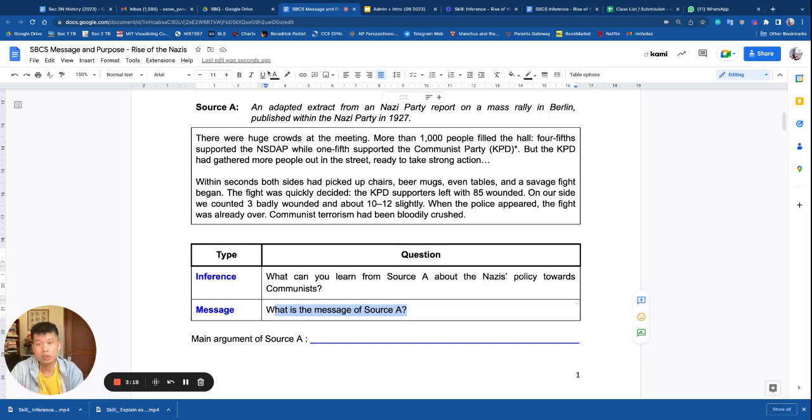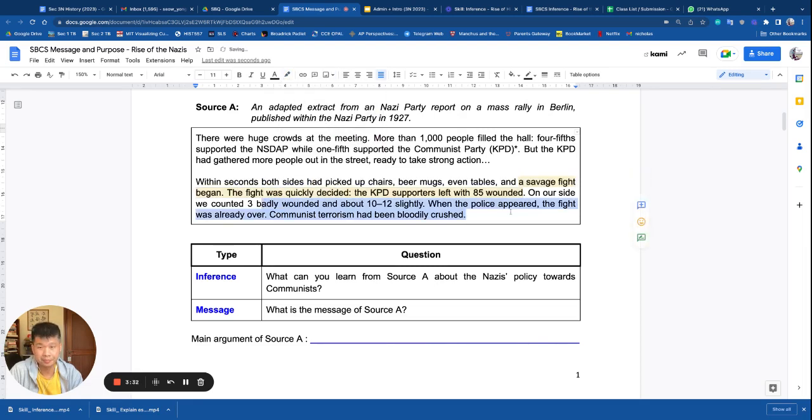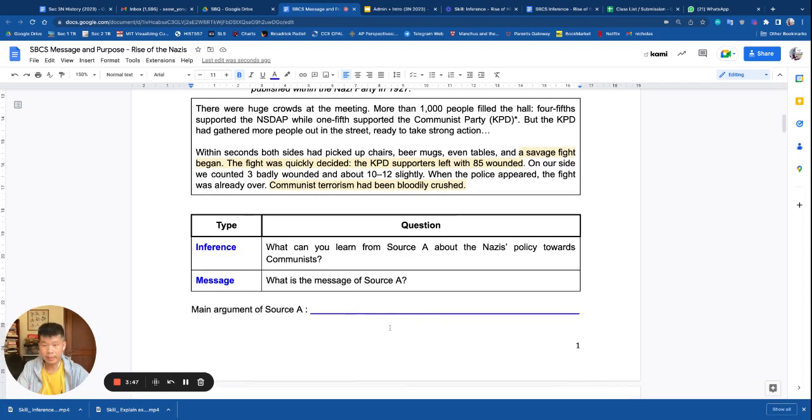So when we look at this source, huge crowds, 4/5 supported the Nazis, 1/5 supported the Communist Party. Both sides had picked up chairs. A savage fight began. So what are some ideas that emerge from this report? What's the message? What's the report trying to say? Well, maybe you take a minute to write down some ideas you have. But I think two things stand out.